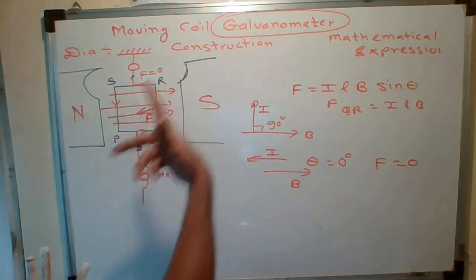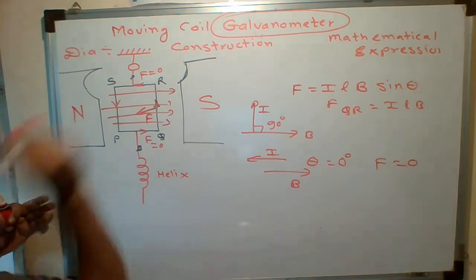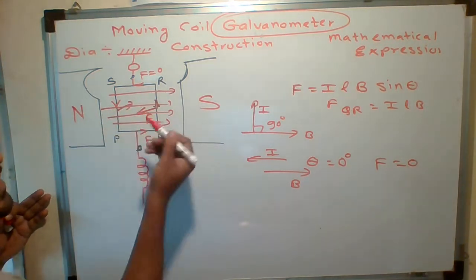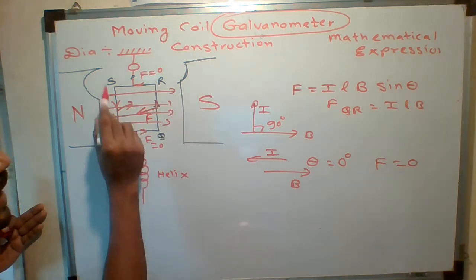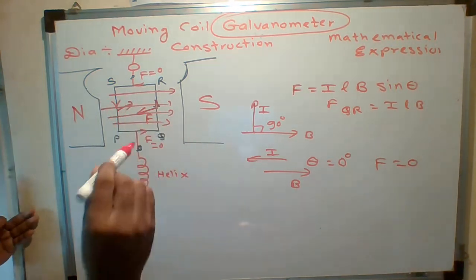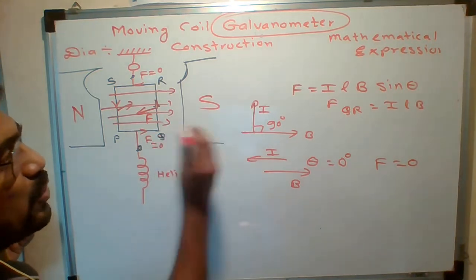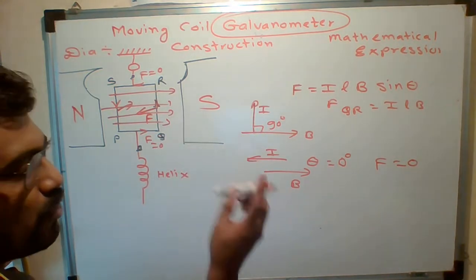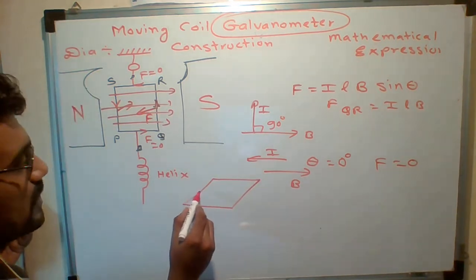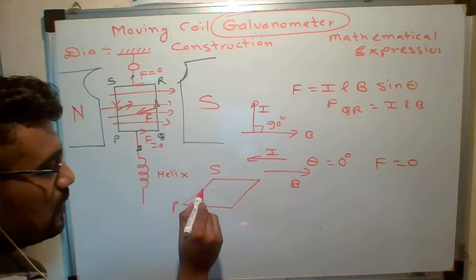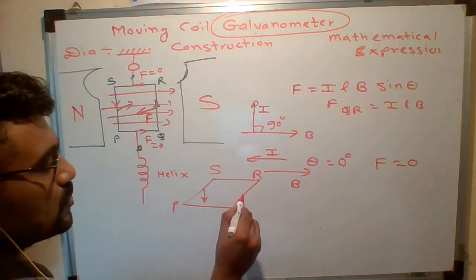But what about this PS when current is flowing like this? Now I will apply Fleming's left hand rule. Current in this direction, then force will be away from us, meaning into the board. So we observe that on PS the force is like this, into the board, and for QR the force is like this. If I draw it like this, for PS the force will be in this direction, and for QR the force will be in this direction.